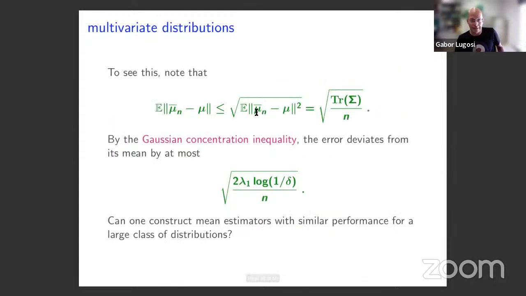Okay, and this is very easy to see by noticing that if you take the mu bar to be the empirical mean, then the empirical mean itself is a Gaussian vector. Then we can very easily bound the expected value of the L1 distance, because we just use Cauchy-Schwarz and the second moment can be computed exactly. One can use the Gaussian concentration inequality to bound deviations of the norm from its expected value, since this norm is a Lipschitz function, and Lipschitz functions of Gaussians are concentrated. Okay, so that's where this comes from.